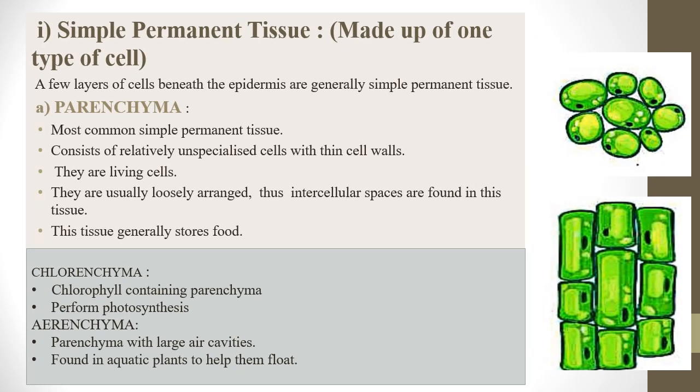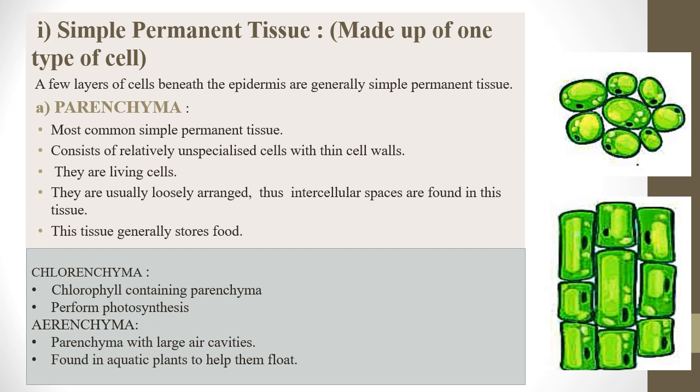Simple permanent tissue. A few layers of cells beneath the epidermis are generally simple permanent tissue. The first type of simple permanent tissue is parenchyma. Parenchyma is the most common type of simple permanent tissue in plants.